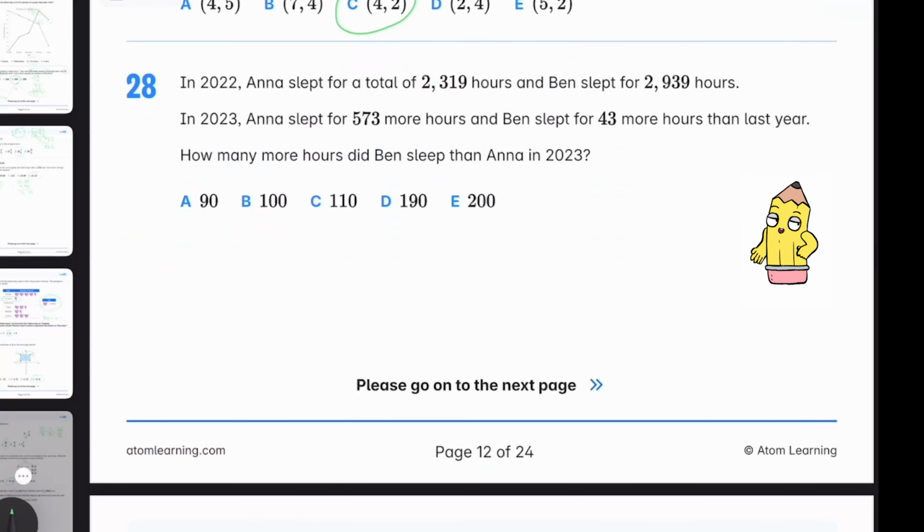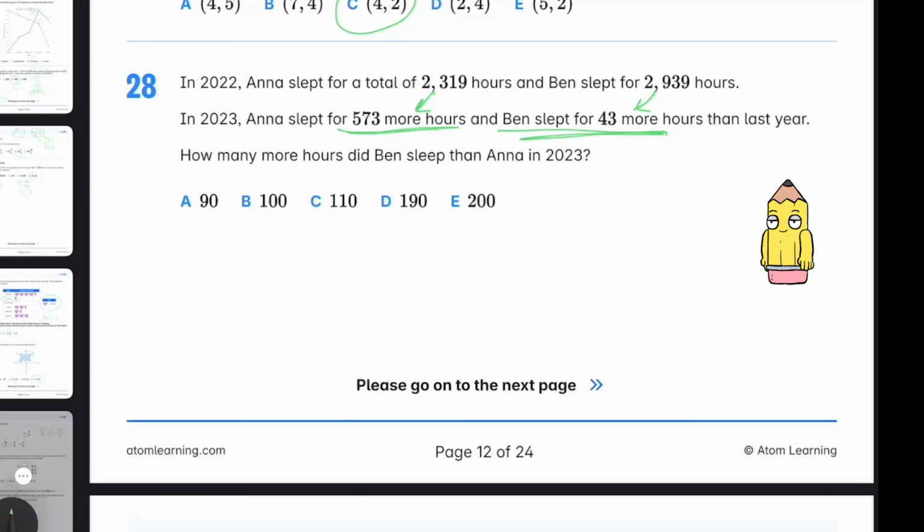Question 28. In 2022, Anna slept for a total of 2,319 hours, and Ben slept for 2,939 hours. In 2023, Anna slept for 573 more hours, and Ben slept for 43 more hours than last year. How many more hours did Ben sleep than Anna in 2023?